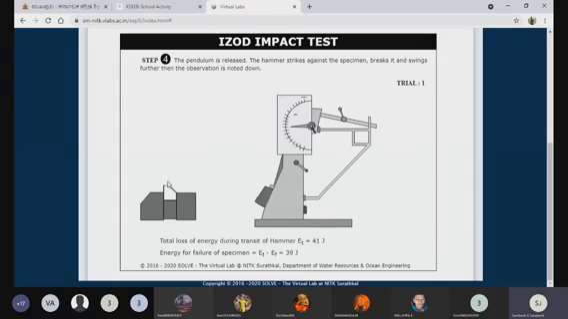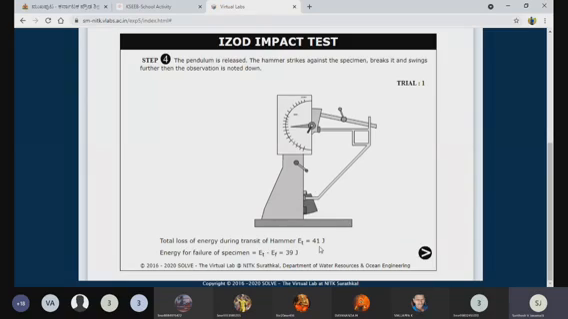Now, once we release the pendulum, the material is brought down, and the machine will automatically read the values. The total loss of energy during the transit of the hammer is 41 joules.